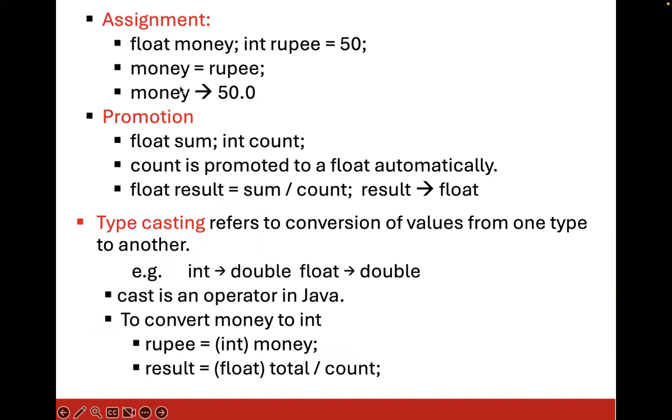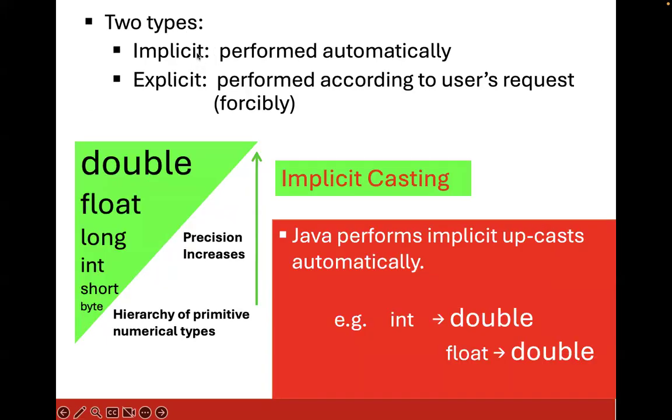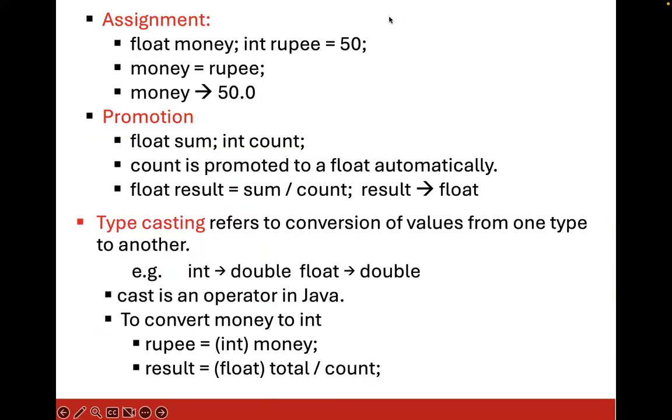The first one is assignment. So let's go through assignment. This is the example that I want to take you through. Here we have a variable called money, and here we have a variable called rupee. The data type of this is float and the data type of this is int. So now you can see we have two types of data.